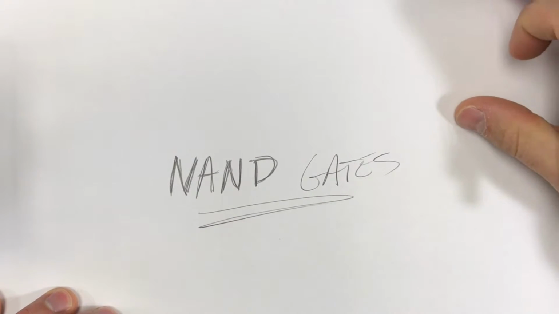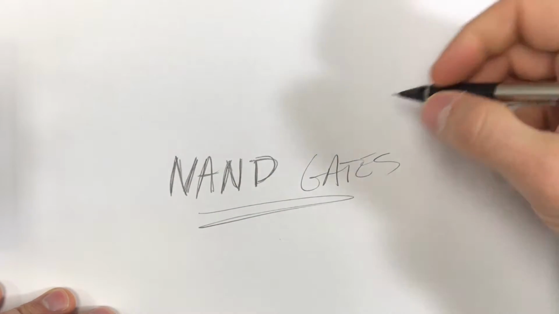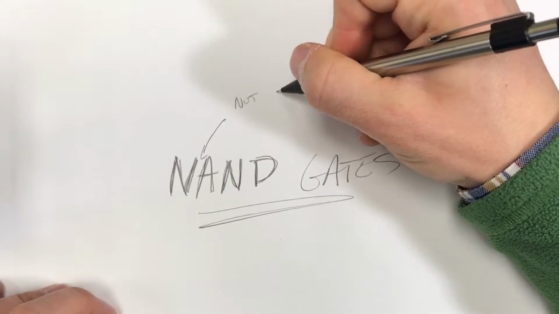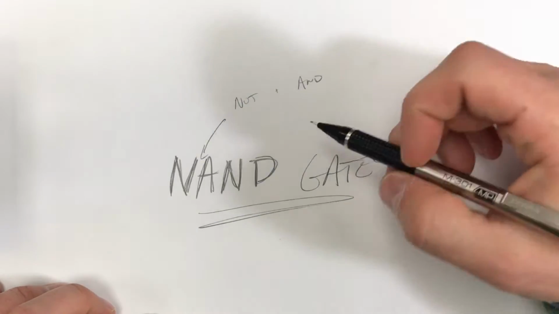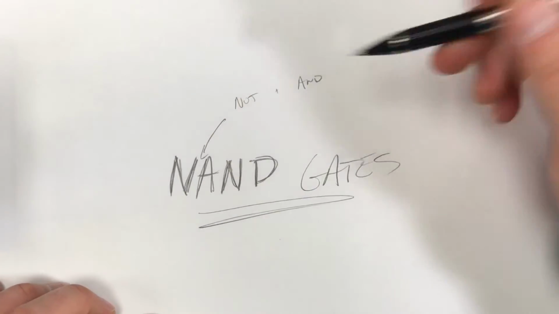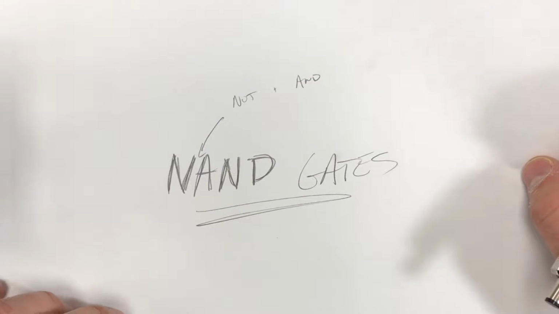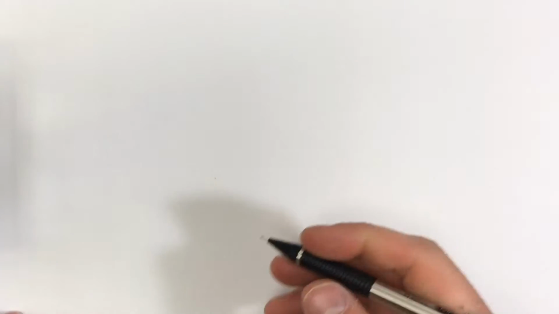Okay, today we're going to be learning about NAND gates. If you look at NAND gates, they're "not AND" gates, not AND combined into one gate. And in order to really look at this, let's look at some truth tables.